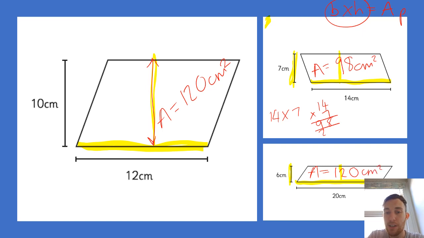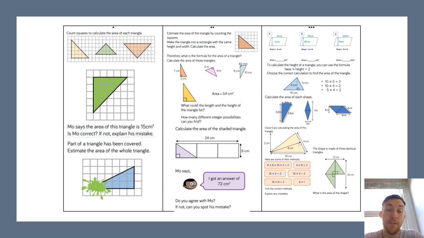Ooh, even though these two parallelograms look different, they actually have the same area. Okay, and then finally here is your star activity. You can choose either your 1 star, 2 star, or 3 star.